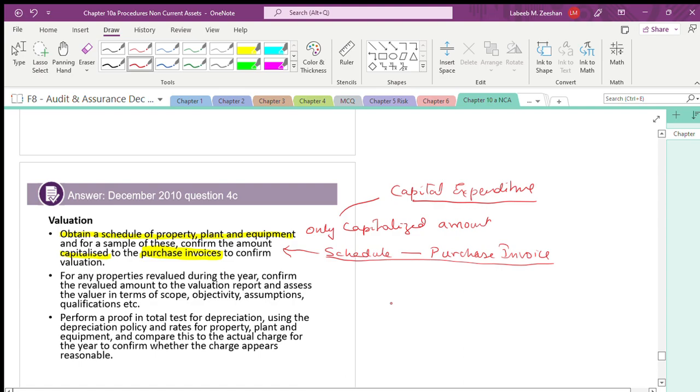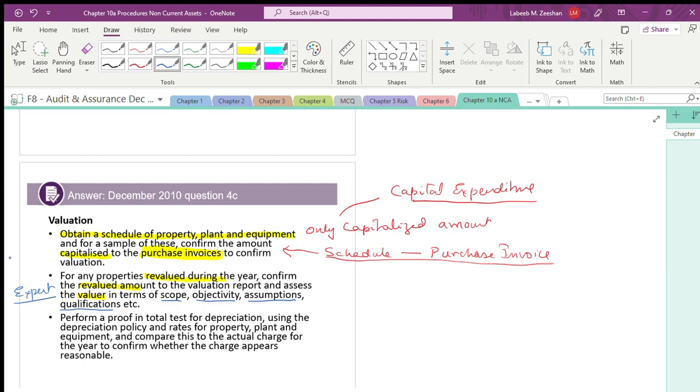Second one, if anything has been revalued, for properties revalued during the year, you have to compare the revalued amount with the valuer's report. We have done this. Who will value? An expert will revalue it. We have to make sure what the scope is, the purpose of the revaluation, and what assumptions they have made. Revaluation should be done by the expert only.